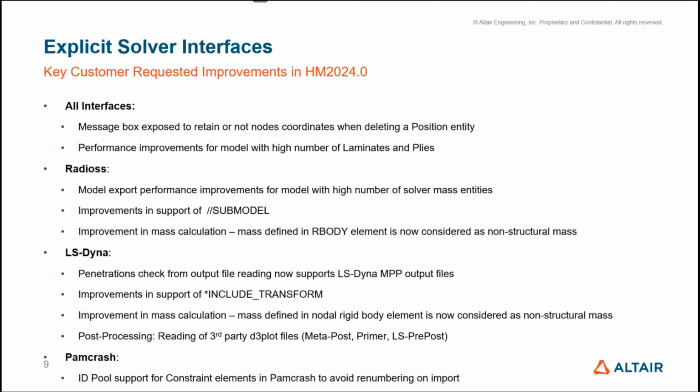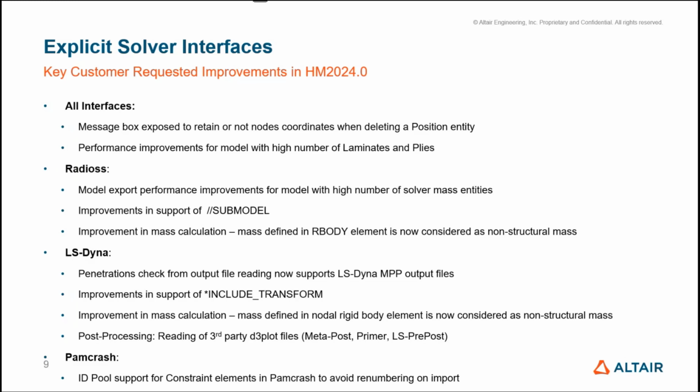For the HyperMesh 24 profile, we have the following important points. The first one, requested also by customers a long time ago: the ability, when we delete a position entity, used to position parts by defining transformations. When you delete a position, you will now have a message box asking if you want to retain the actual node coordinates or to update the node coordinates to the initial position. So this is added in this release.